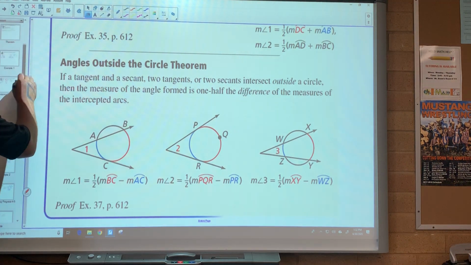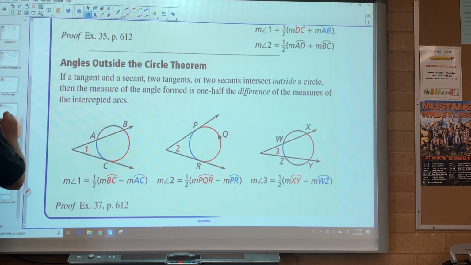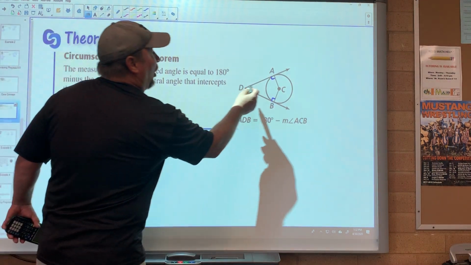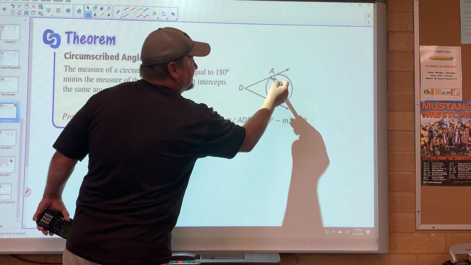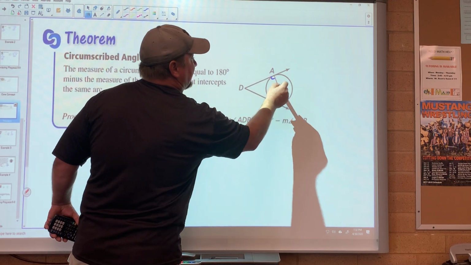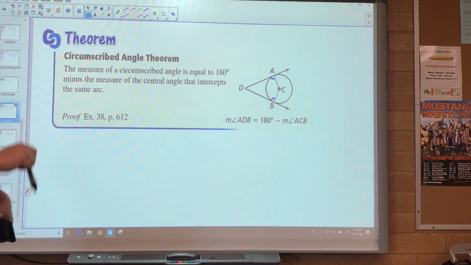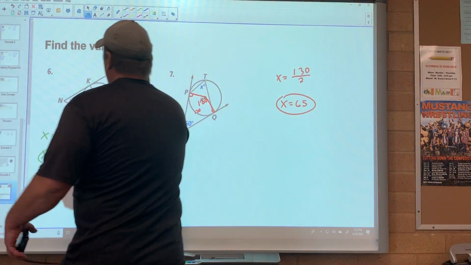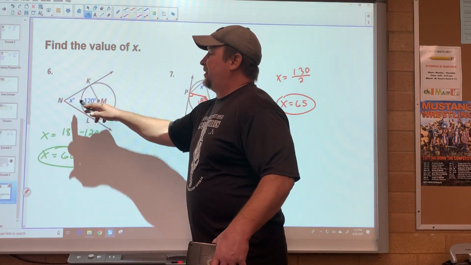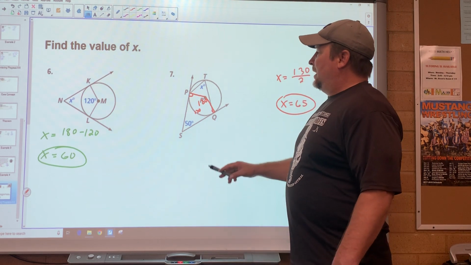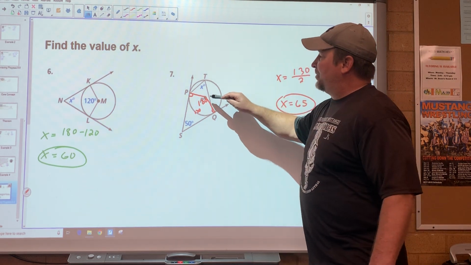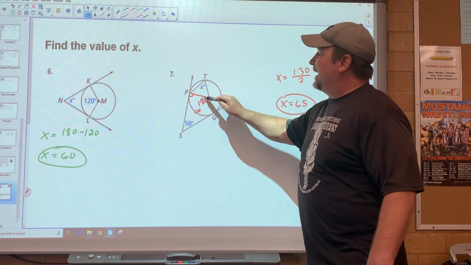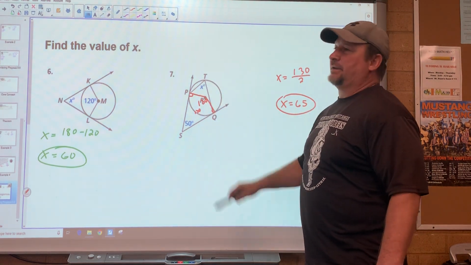And then obviously this one where they are creating 90s because a tangent and a radius always make a 90, which gets us to this problem right here. These two will always just add up to 180. Okay, on this type of problem, you've got to draw it in to find your angle in the center first, and then that'll be the arc, and then cut it in half.